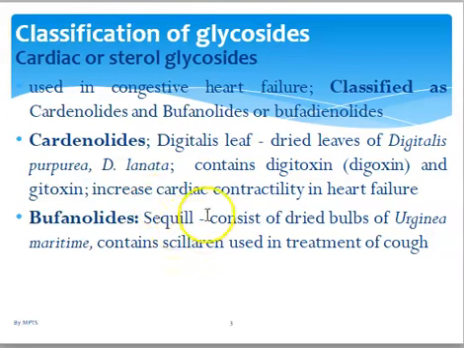The other class is the bufadienolides. This one is red squill, which consists of dry bulbs of Urginea maritima. It contains scillarin, and it is used in cough. This scillarin is a glycoside. So, at least this is a simple description of the cardiac glycosides.